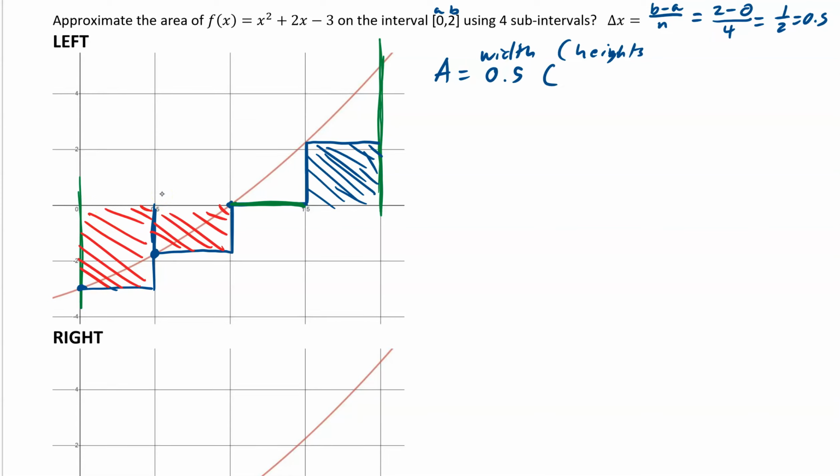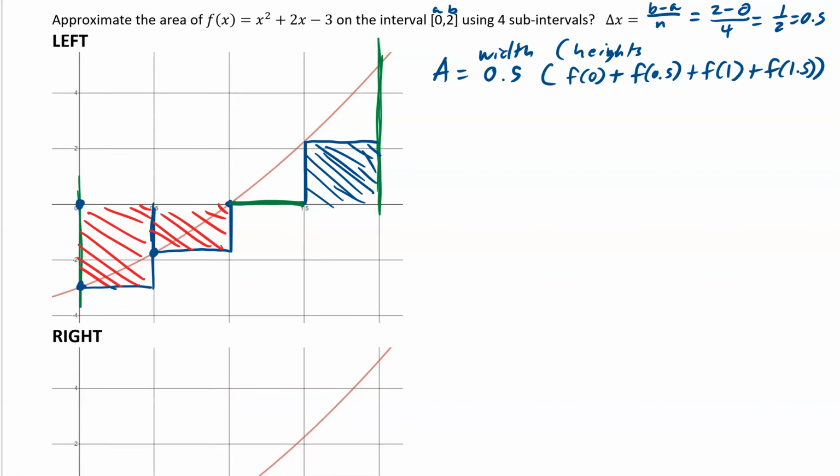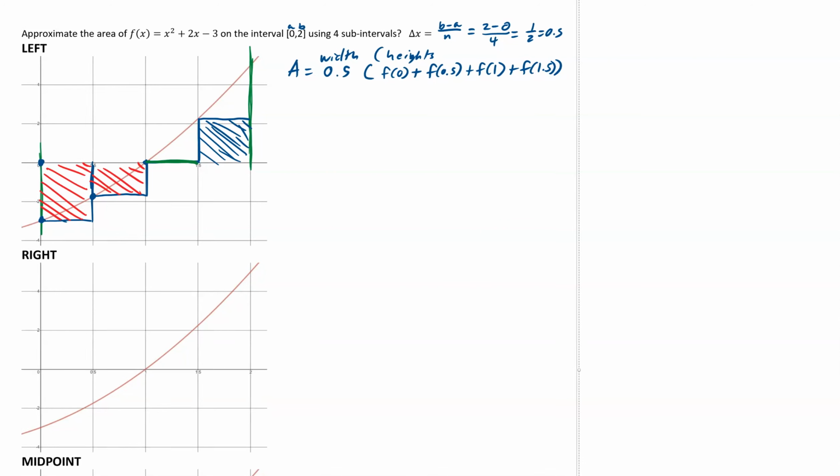Now what we need is our heights. So our first point that we're plugging in from the left would be 0. And then our width is 0.5. So we're going to be 0.5 away from it. So f of 0.5, f of 1, and then f of 1.5, because we're just working from the left across. So whatever our width is, we're just going to be adding it to each of our points and plugging it in our calculator. So I'm going to shrink this so we can have room for our calculator.